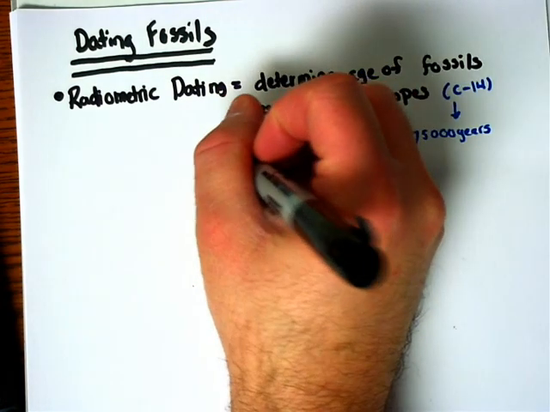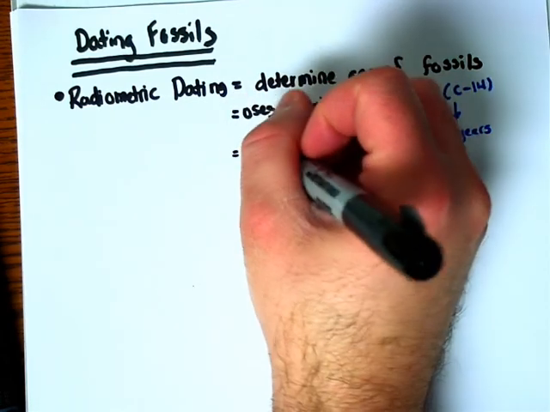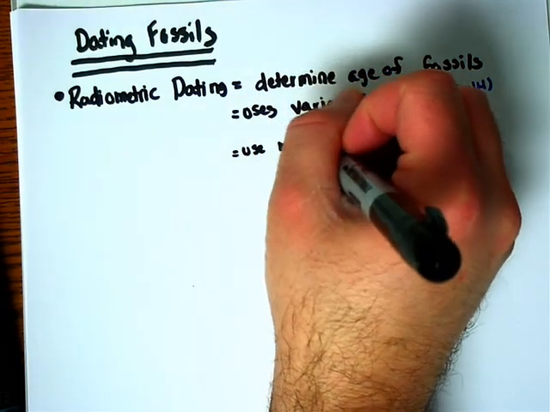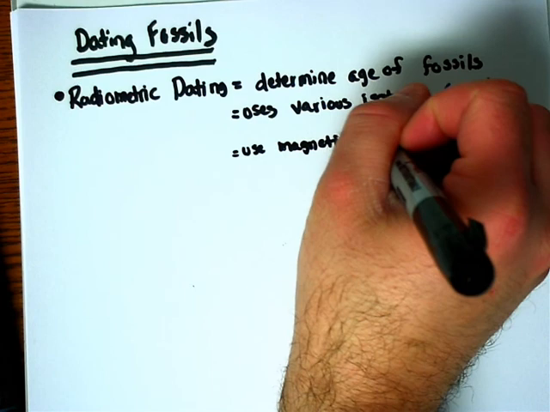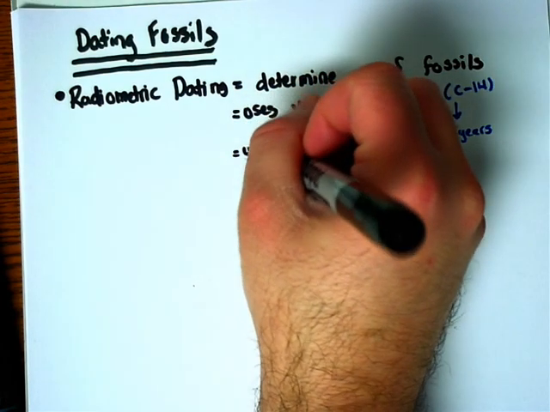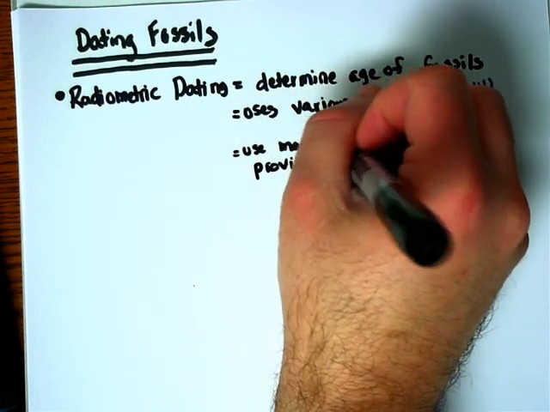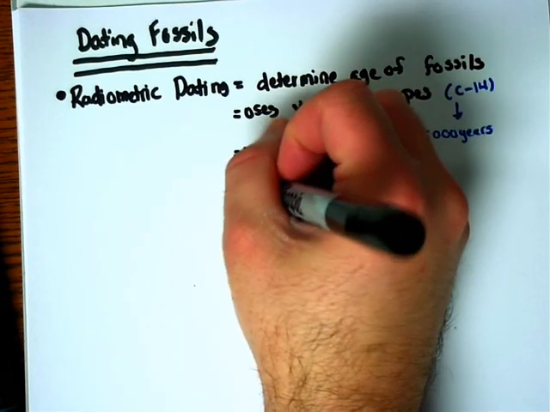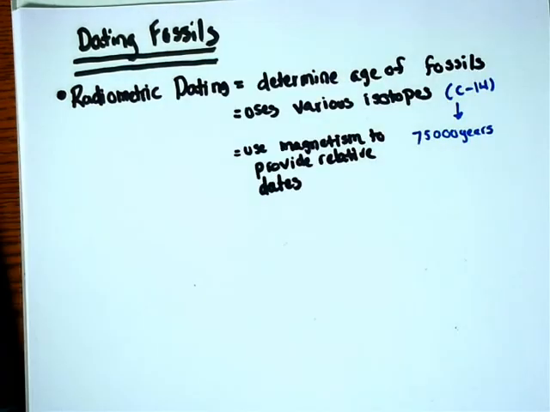You can also use magnetism to provide relative dates. And that's all about the reversal of the magnetic poles that exist on this planet. As those poles reverse, this kind of leaves like a running record, if you will, as far as the age of stuff.